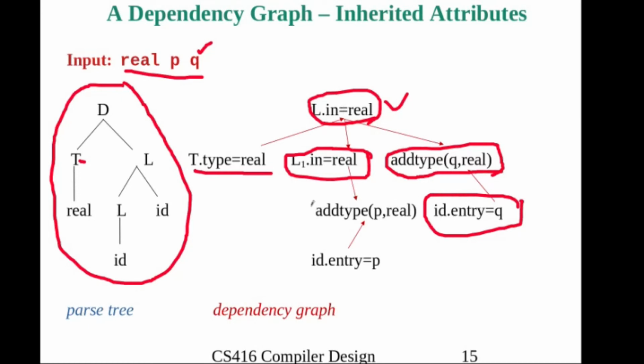Same way, for addtype, here we can say that P is obtained from the symbol table id.entry, because we already identified it by analyzing the statement; the lexical analyzer has added P into the symbol table. And what is its type? By performing semantic analysis, we will get the type. The type is from its parent L1.in. So that's why we can say it's real. This attribute is obtained from its parent. So that's why there is an arrow. Okay, so that's why this is the dependency graph.